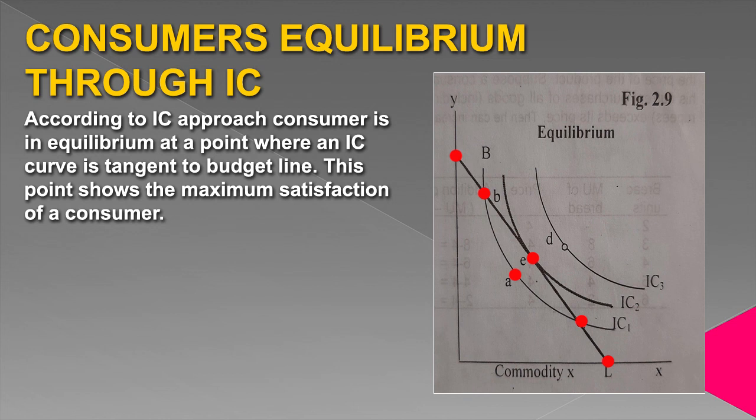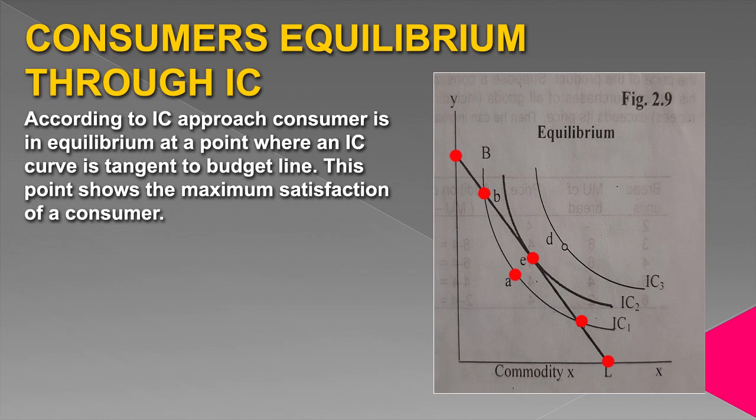Similarly, points B and C lie on a lower IC, whereas point E is on a higher IC. The consumer would like to reach the higher IC, IC3, also, but he does not have enough money for this. So he cannot go outside the BL. He will remain at point E, which is on the budget line BL, and IC2 is tangent to the budget line. It shows that the consumer is getting maximum satisfaction because he is spending the whole amount of income which he has at his disposal, and the commodities he is buying are giving him the maximum satisfaction.